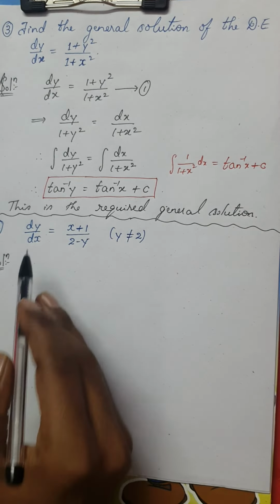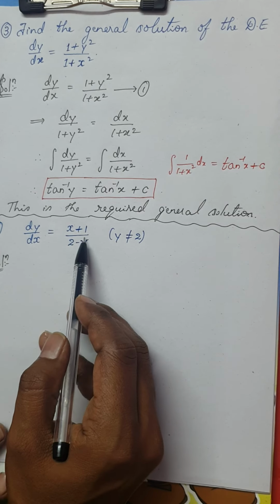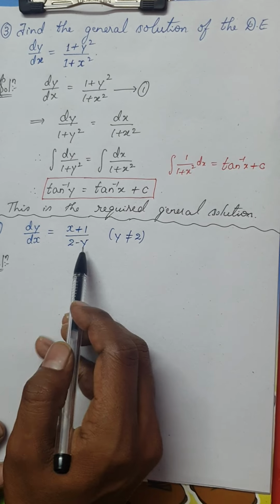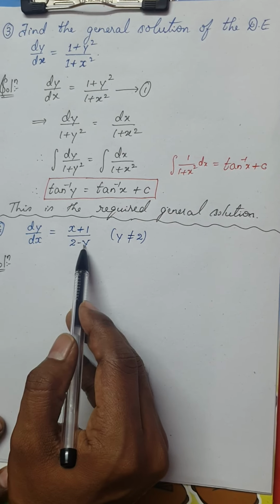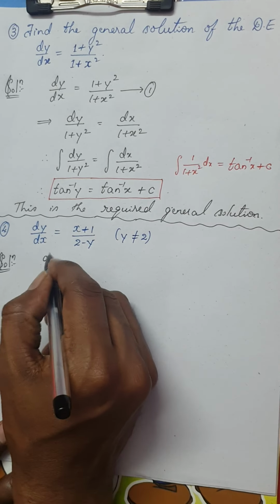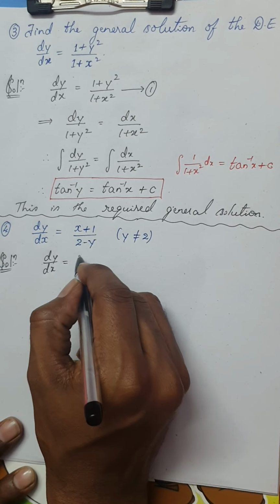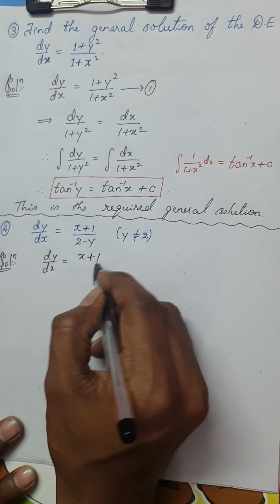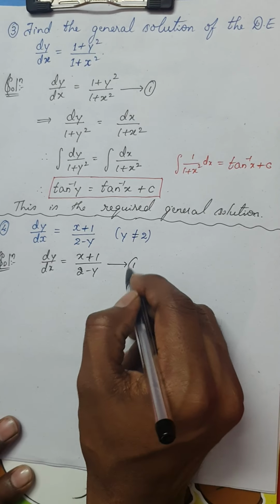Okay, students. The next question I have is solve dy by dx is equal to (x plus 1) divided by (2 minus y). Here y is not equal to 2 because if you put y as 2, the denominator would be 0, so it would be an indeterminate form. So take the given equation as equation 1.